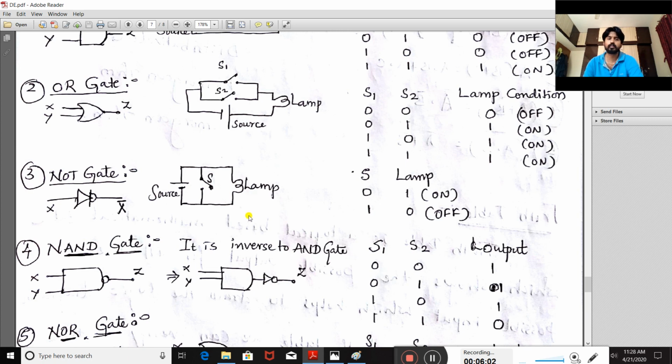The reason is very simple. An open circuit indicates infinite resistance. The current will not flow through the switch; current will flow through the lamp, and the lamp will glow.